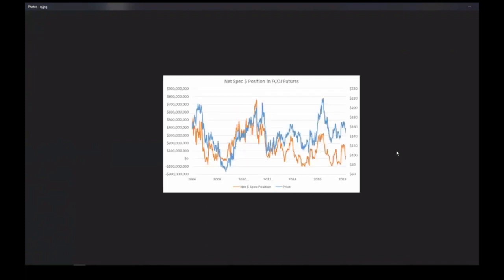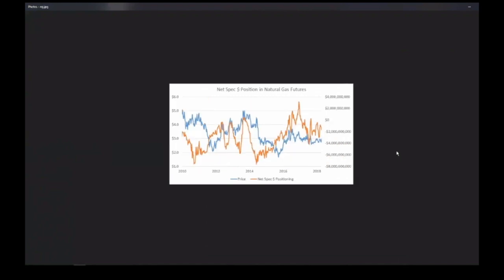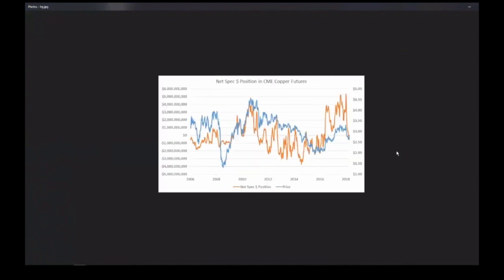We've got sugar, OJ, Nikkei. This is another way to look at long spec position in Japanese stocks. We've got nat gas, which is nothing to write home about. More often than not, positioning is a complete wash for a lot of these contracts, and I would judge nat gas to be like that right now, so I wouldn't read anything into it.